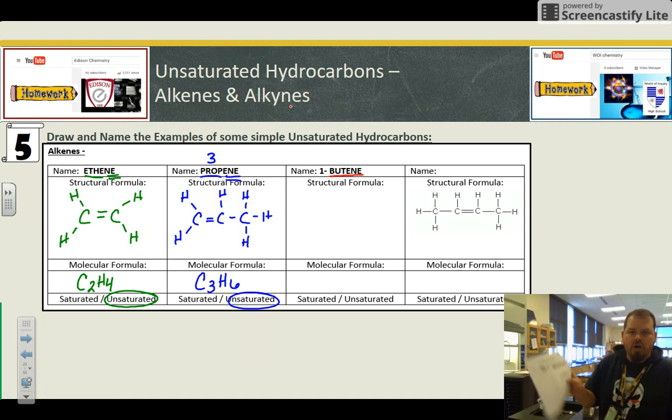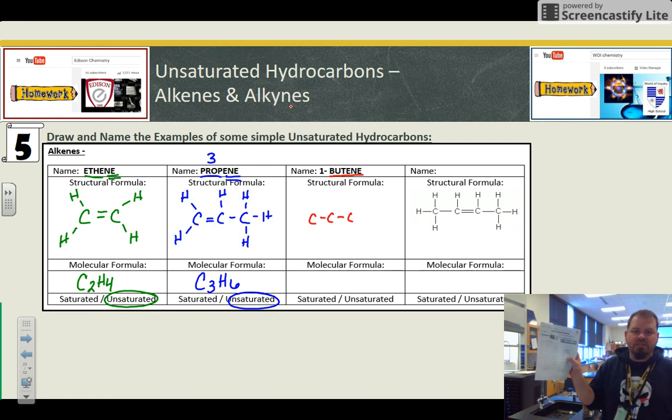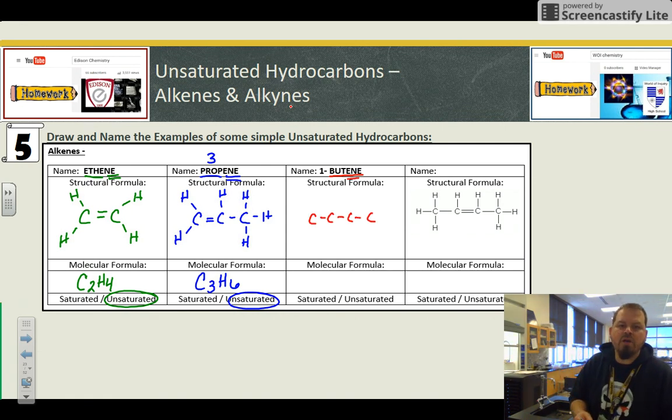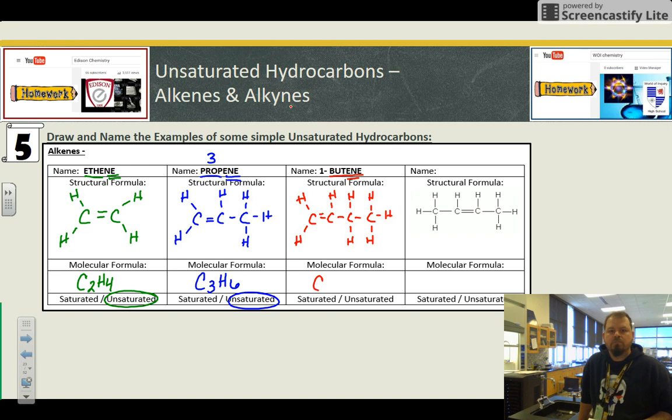Bute is 4. I'm using Table P to see that. And it says 1 butene, which tells me that the double bond is on the first carbon. Here I have to tell you, because it could be on carbon 2. And then the molecular formula will change. The number of carbons goes up, hence the number of hydrogens goes up.